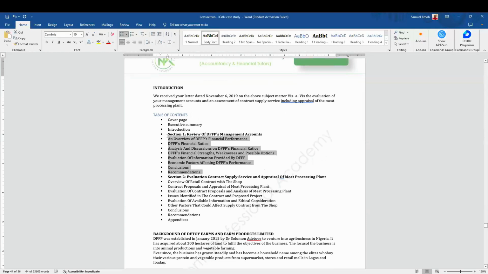So we have the contents, cover page, executive summary, introduction, and section 1. After the introduction, we are going to section 1. Then under that section 1, here are the things that we will do. But because we have done this, you likely leave this space.